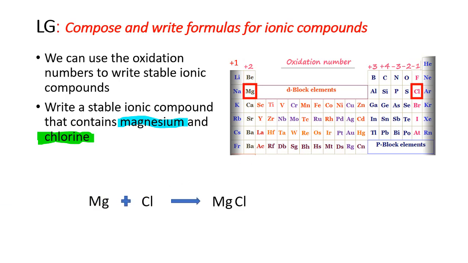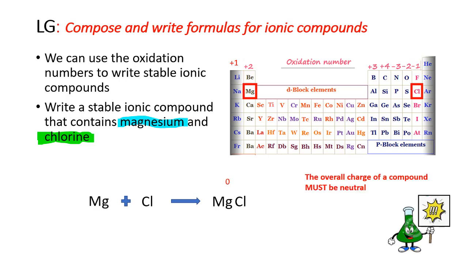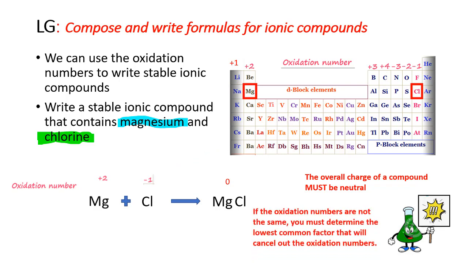So we're going to combine them to form some combination of these 2 elements. Remember, the overall charge of the compound has to be 0. It has to be neutral. How do we achieve that? Well, we're going to use the oxidation numbers and identify what they are. Magnesium has an oxidation number of +2. Chlorine has an oxidation number of -1. If the oxidation numbers are not the same, you must determine the lowest common factor that will cancel out the oxidation numbers. So in this case, +2 and -1 don't cancel each other out to equal 0. So we have to find the lowest common factor between those 2, and the lowest common factor between a 2 and a 1 is going to be a 2.